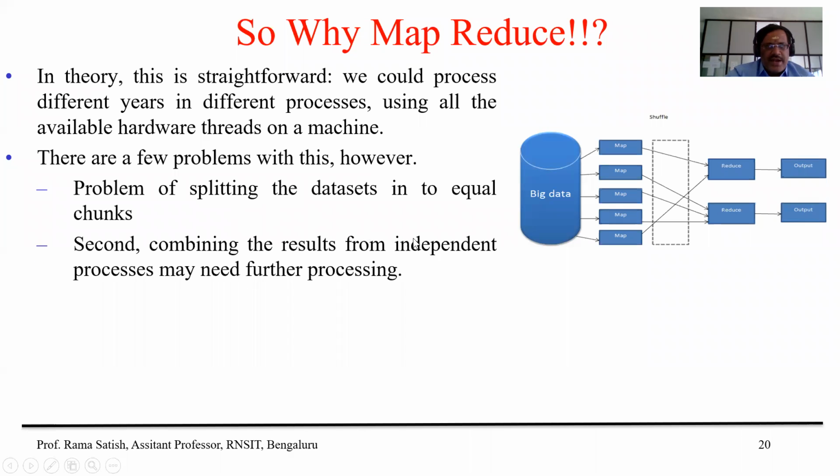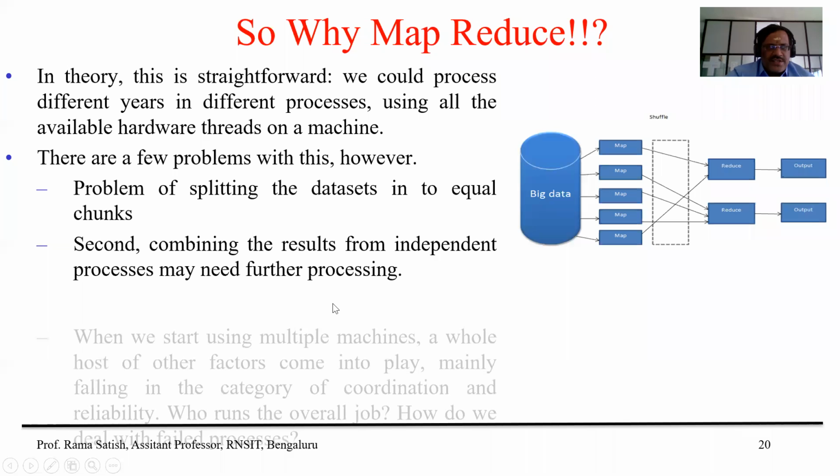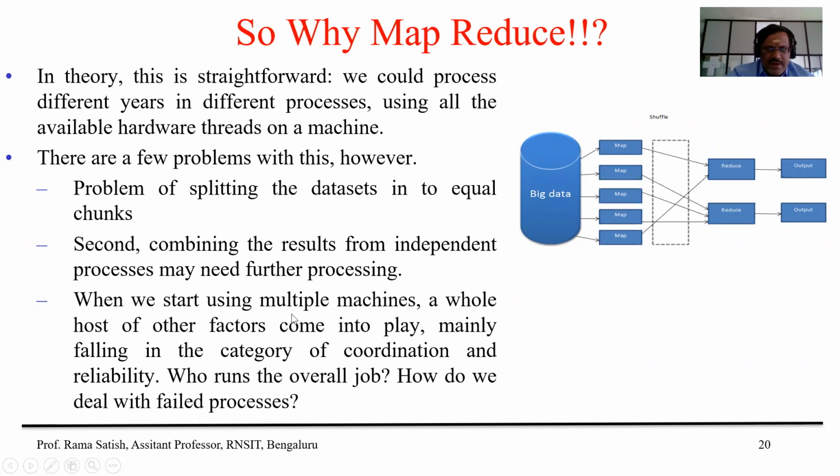The second is combining the results from independent processes. If the processes execute and finally get the results, who will get the final output? When we start using multiple machines, these mappers and reducers are not used on the same machine. Of course, they are executed on various other machines.